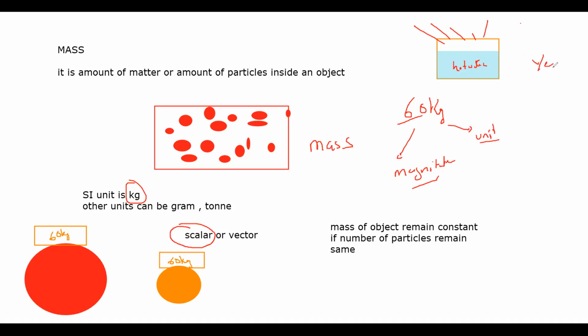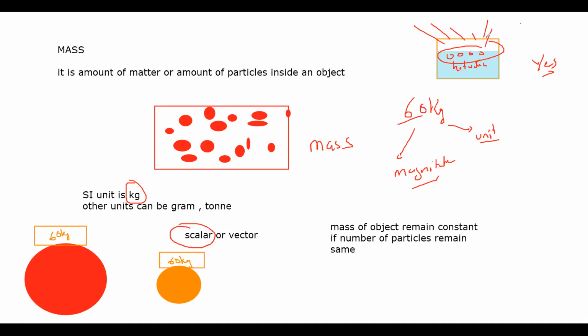Why is there a change in mass? Because the number of particles will change. In hot water, evaporation will take place. When evaporation takes place and molecules escape, the number of particles left behind is smaller, so the total mass will decrease. Due to evaporation, the number of particles decreases. That's why the total mass at the end will decrease. So the mass of an object remains constant if the number of particles remains the same.